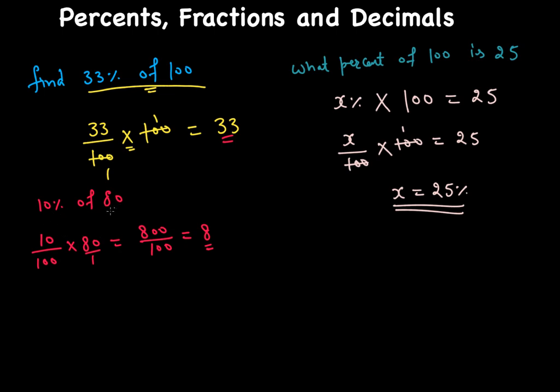So 10% of 80: 10 out of 100, "of" means multiplication, 80 is there, so you solve it and it's 8. And if they ask what percent of 100 is 25, we say let's say x percent of, which is multiplication, 100 is 25. We write x percent means x out of 100, and simplify it, which gives you x is equal to 25%. That means 25% of 100 is 25.